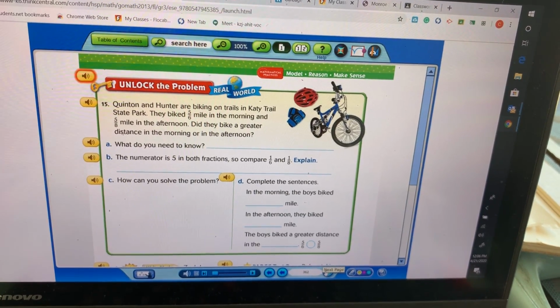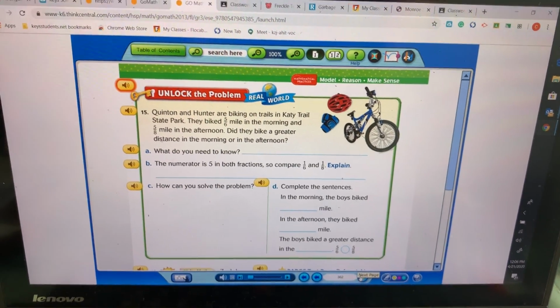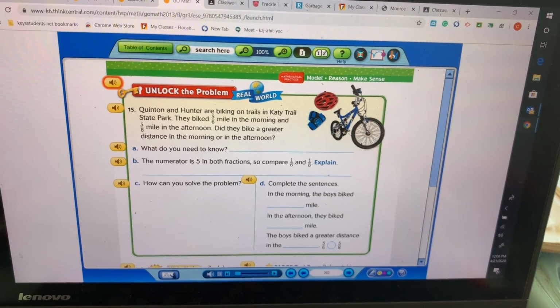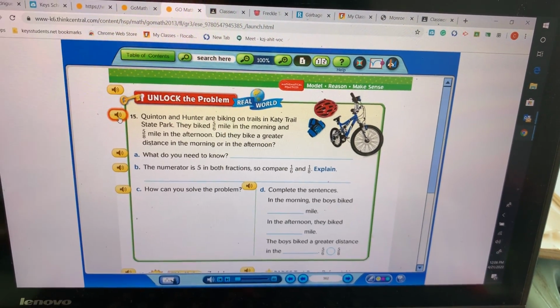Okay, boys and girls, today we're going to start with page 362. I'm going to play it for you.